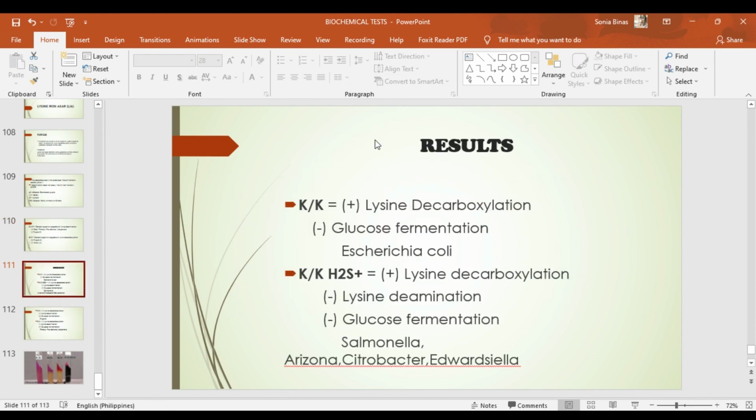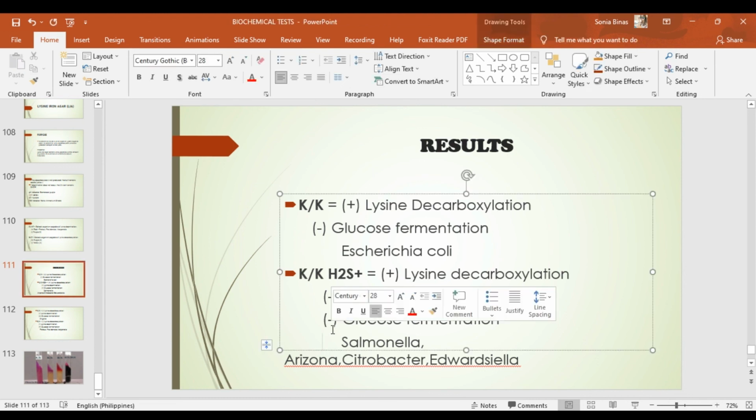So, as a result, kapag K over K, meron siyang lysine decarboxylation, wala siyang glucose fermentation. Ito ang ating Escherichia coli. Pero kapag naman, meron siyang K over K and H2S positive, meaning meron siyang lysine decarboxylation, wala siyang lysine deamination, and wala rin siyang glucose fermentation. Ito ang ating Salmonella, Arizona, Citrobacter, and Edwardsiella.